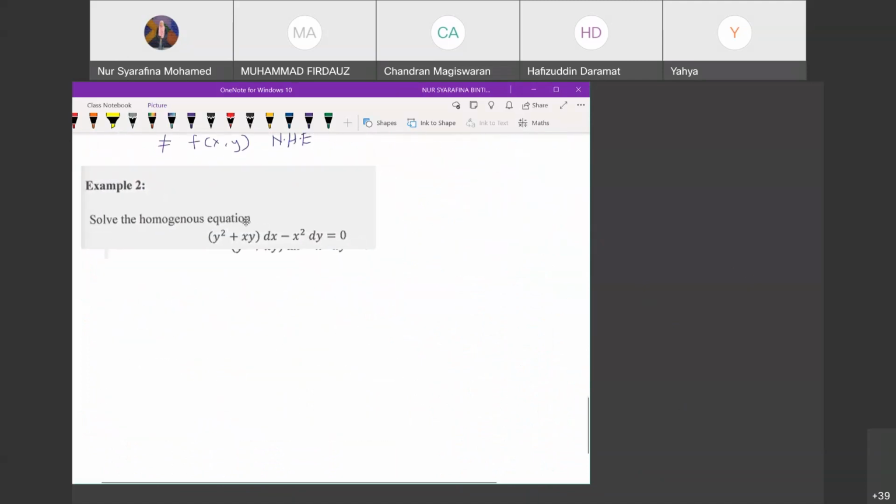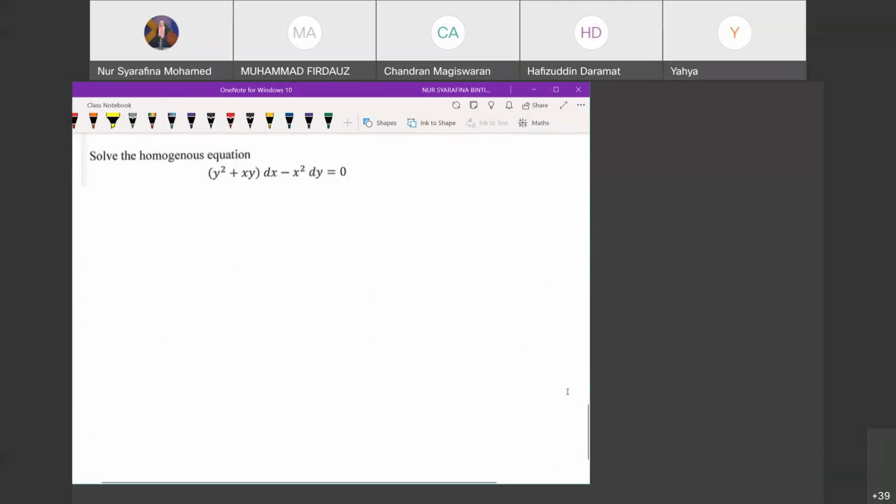How can we solve this? Solve the homogeneous equation (y squared plus xy) dx minus x squared dy. Okay.